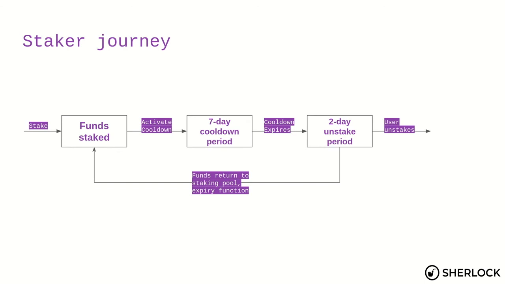If the user fails to unstake in that unstake period, the funds are back to being staked by calling the expiry function. And if the funds are staked again, they have to call the activate cooldown again to start the cycle and to be able to get their money out.